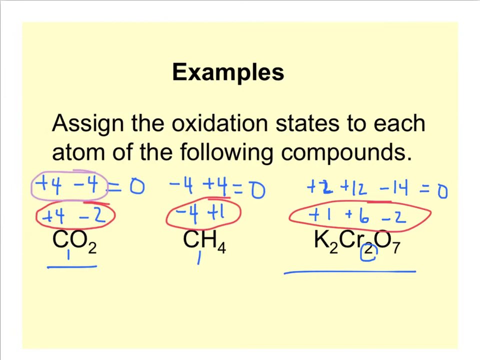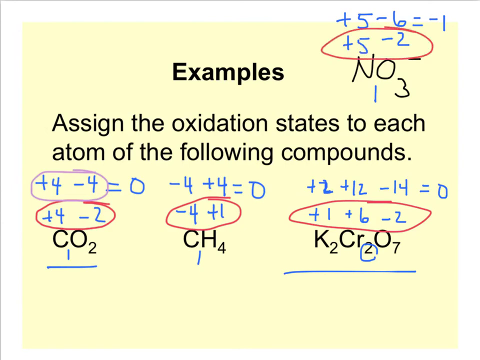Let's take a look at one more example. How about the polyatomic ion of nitrate, so that we can look at a charged species? The oxygen brings -2 to the party. There's 3 of them for a total of -6. Nitrate has a -1 charge on it, so the nitrogen has to bring +5 to the party. There's 1 nitrogen, so it itself brings +5. So my oxidation states for the atoms in nitrate are +5 for nitrogen and -2 for the oxygen.